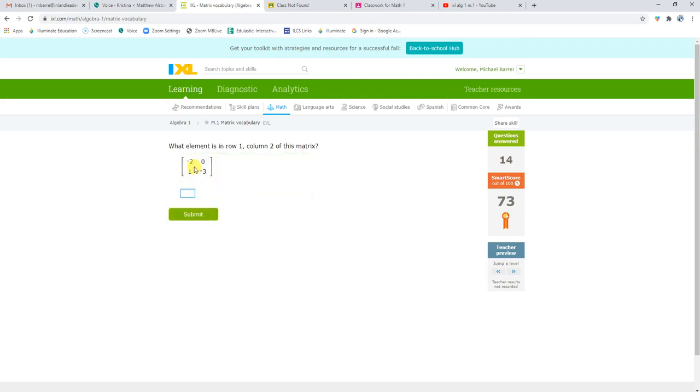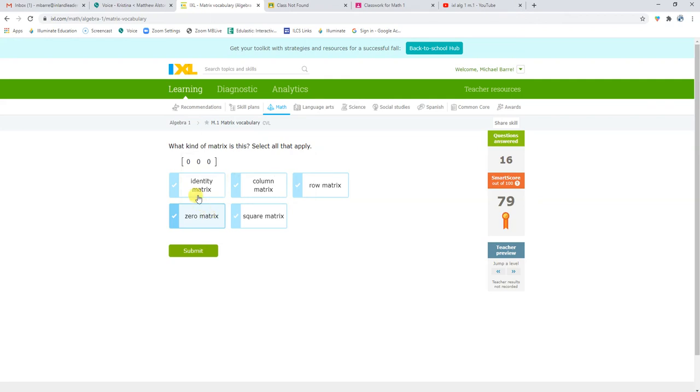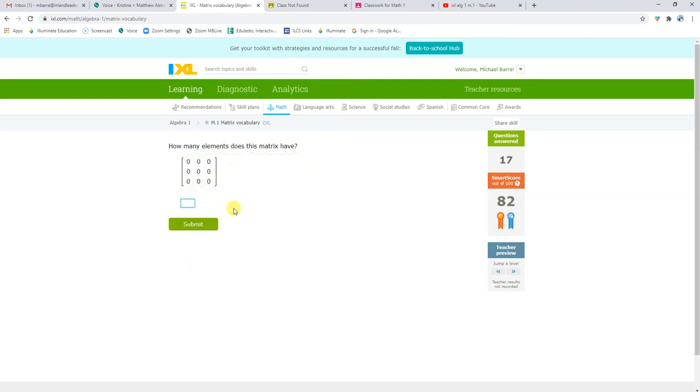Row 1, column 2. Row 1, column 2 is 0. So this is row 1, column 1. Row 1, column 1 is 5. What kind of matrix? This is a row matrix. It's a 0 matrix. It's not an identity. It's not a column. It's not a square. How many elements does this have? It has 9. This is also a square matrix and a 0 matrix.